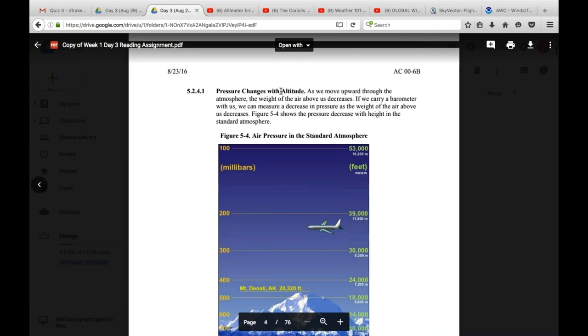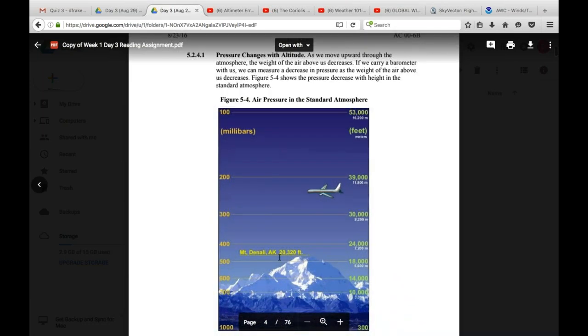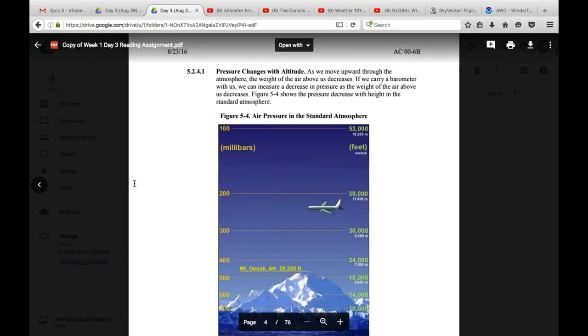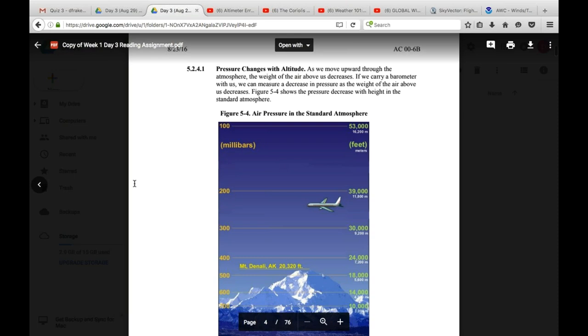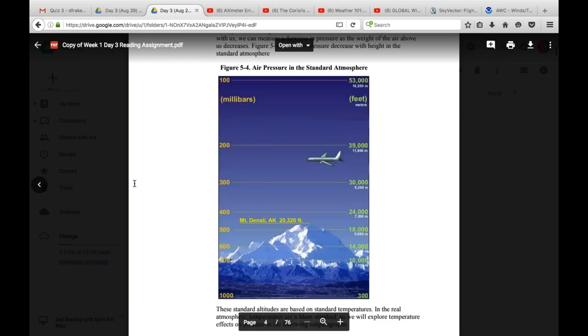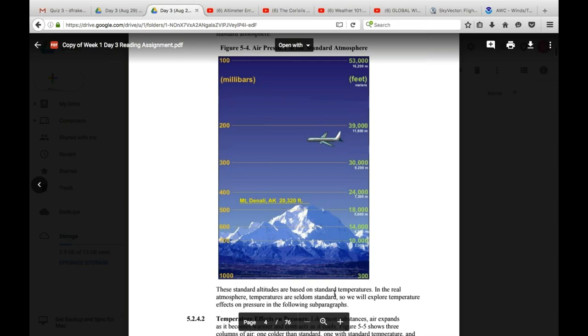So clearly, pressure is going to change with altitude. We're going to have more air down here, and less air up here. As we move upward through the atmosphere, the weight of the air above us decreases. If we carry a barometer with us, we can measure a decrease in pressure as the weight of the air above us decreases. So we have a whole bunch more air above us down here than we do up here. Clearly the pressure of the weight pushing down on us is going to be a whole lot less up here at the top than it is down here at the bottom.